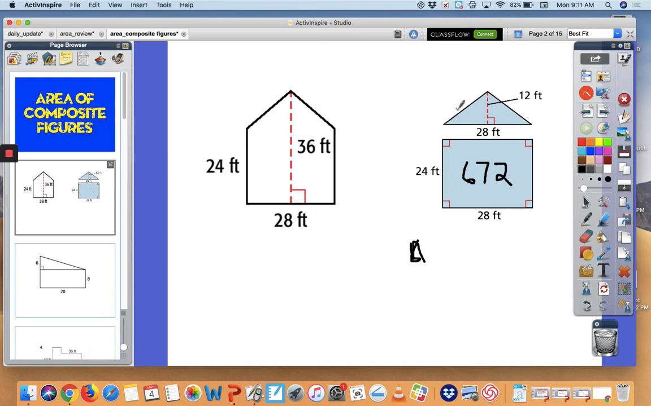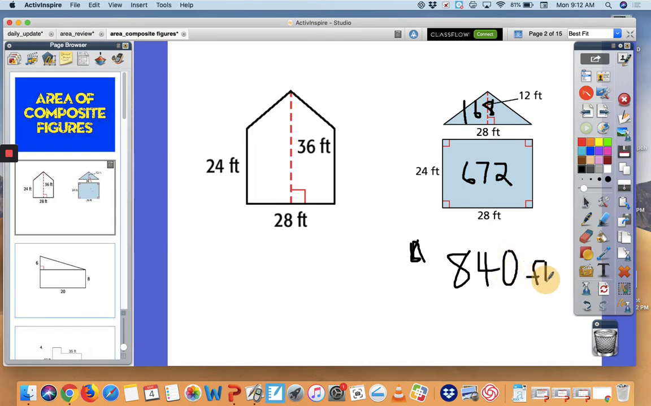Now the area of this part, it's a triangle, so you have to do the base times the height. 28 times 12 gives you 336. However, you have to cut that in half because it's a triangle. So when you cut that in half, you get 168. So this triangle is 168 square feet. This rectangle is 672 square feet. So when you add them together, you get a total of 840 square feet.